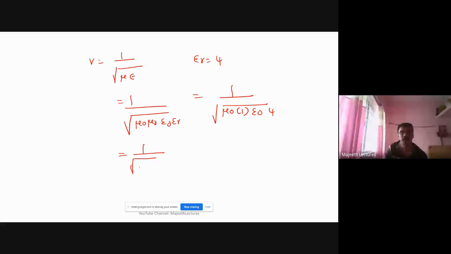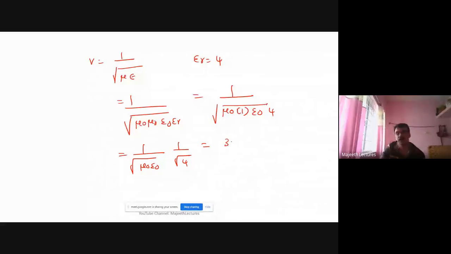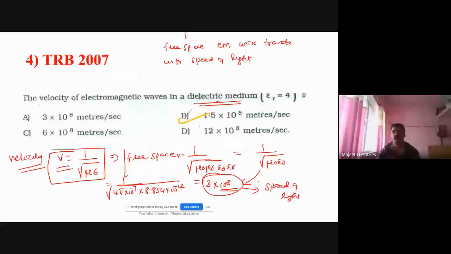This I split as 1 by root of mu naught epsilon naught into 1 by root 4. 1 by root of mu naught epsilon naught, just now we have seen, is equal to 3 into 10 power 8. So 3 into 10 power 8, 1 by root 4 is 1 by 2, so that is 1.5 into 10 power 8. So what is the velocity of the wave in the dielectric medium? It is 1.5 into 10 power 8.